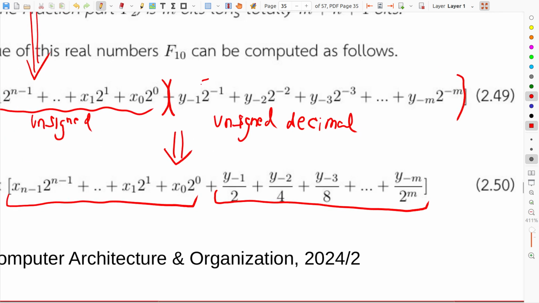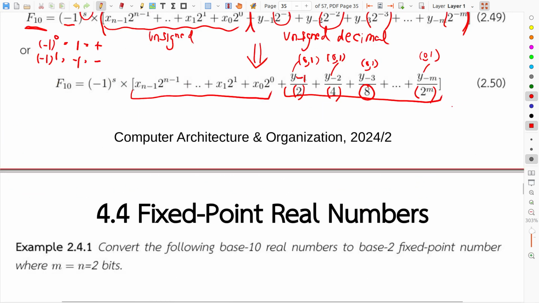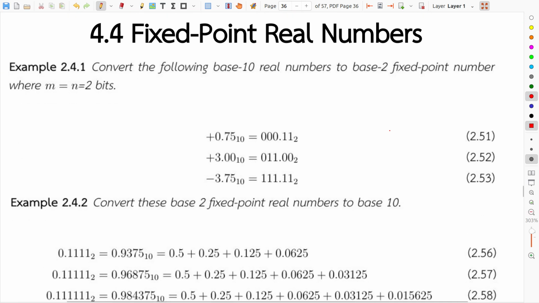So 2 to the -1 is 1/2 here. 2 to the -2 is 1/4. 2 to the -3 is 1/8. 2 to the -m is 1/2 to the m. And y subscript -1 can be either 0 or 1, y subscript -2 can be either 0 or 1, just like other bits.